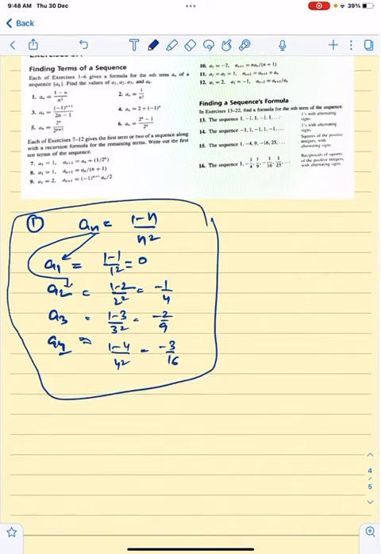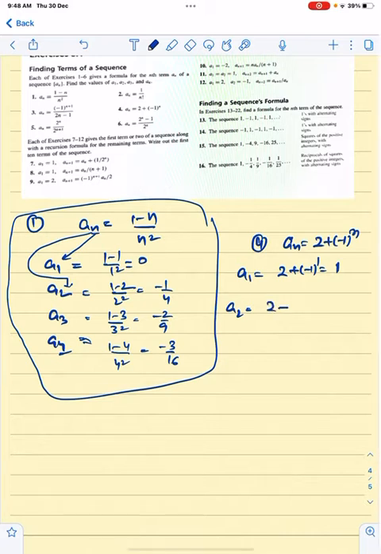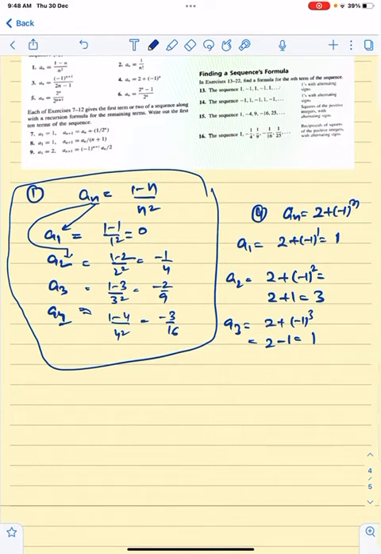Similarly, if I choose the fourth question, that means a_n equals 2 plus (minus 1) raised to power n. For a1, put n equals 1: 2 plus (minus 1) raised to power 1, so it will be 1. Then put n equals 2: (minus 1) raised to power 2 means 2 plus 1, that means 3, right? And similarly a3 is 2 plus (minus 1) raised to power 3, 2 minus 1, that means 1 again, right? So similarly you can do the rest of the questions.